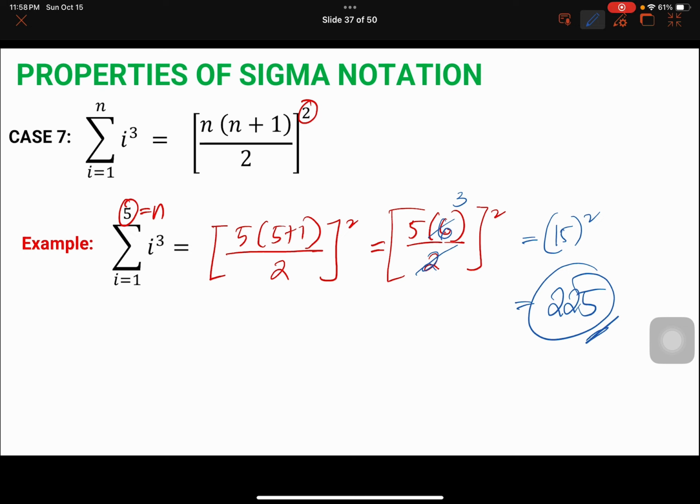Okay? So, those are the properties of sigma notation. For more examples, kindly wait for our next video.